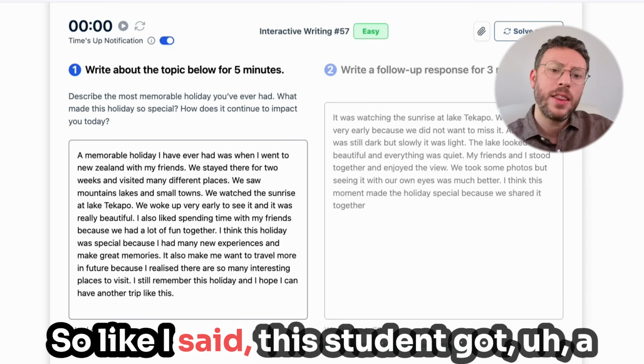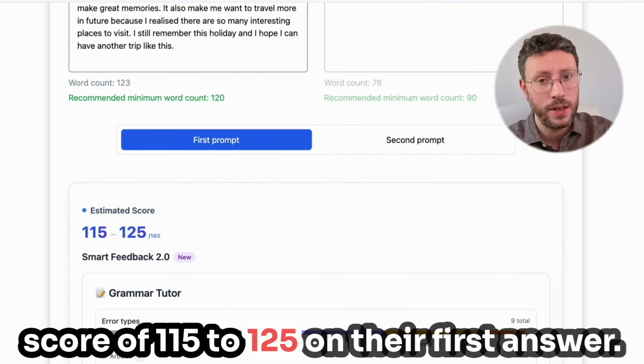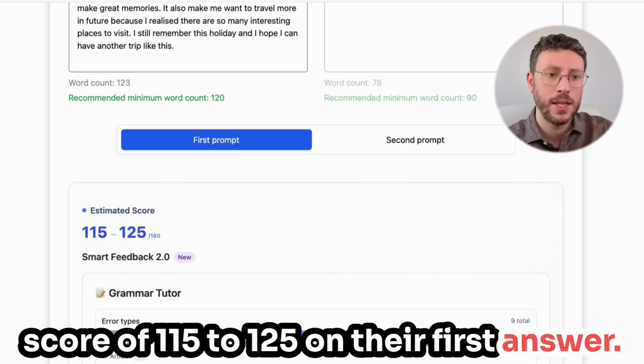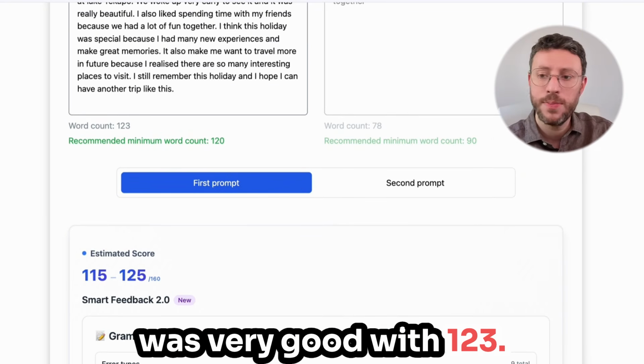So like I said, this student got a score of 115 to 125 on their first answer. Their word count was very good with 123.